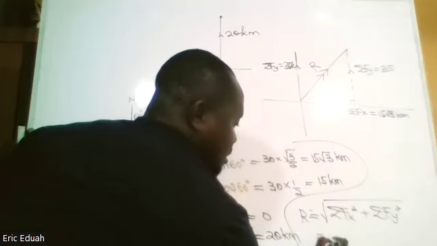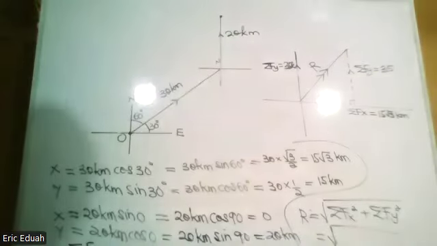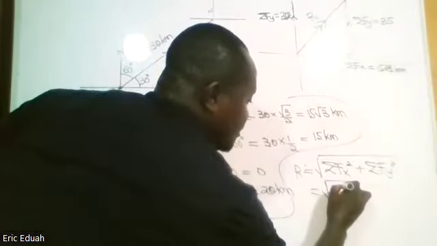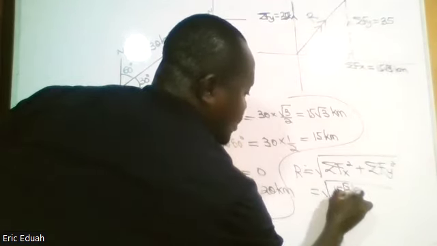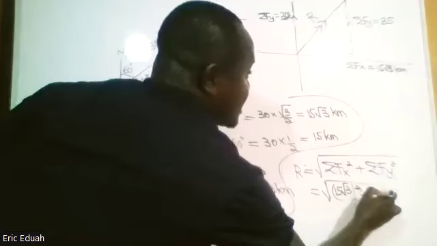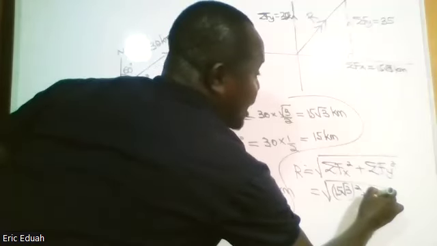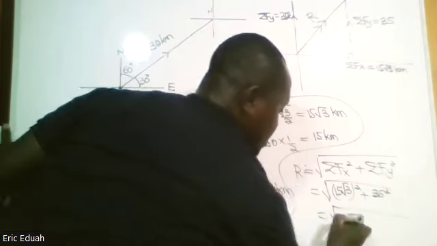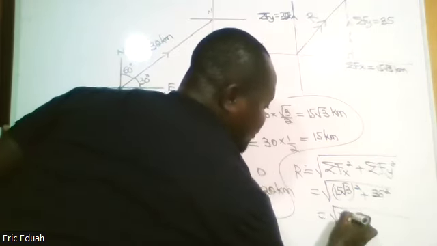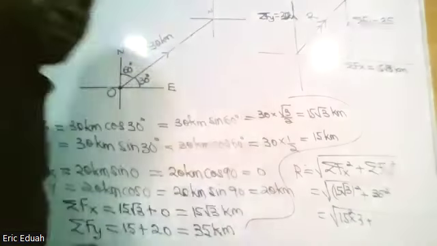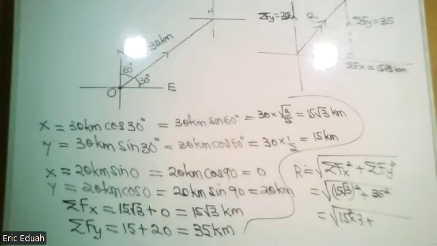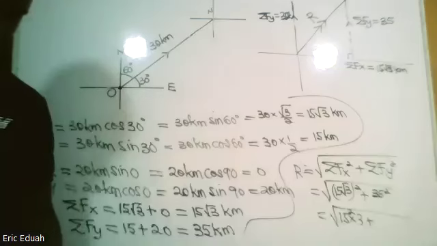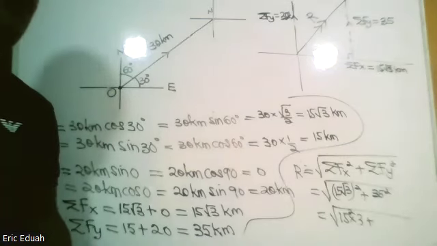So summation f of x is 15 root 3. So 15 root 3 squared plus summation f of y, 35 squared. We have 15 squared times 3 plus 35 squared. So put them together and then give me the final answer. Square 15 multiplied by 3, then square 35, add them, and then give me the final result.